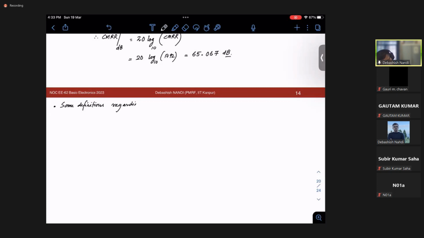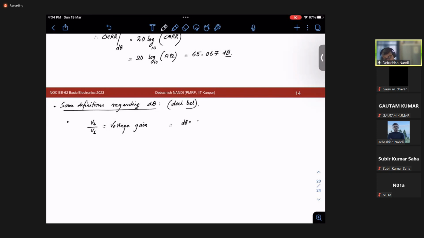Decibel. Okay, so suppose you have a ratio, let's say it is a voltage gain, V2 over V1. So what will it be in dB? Your dB will be 20 log V2 over V1.